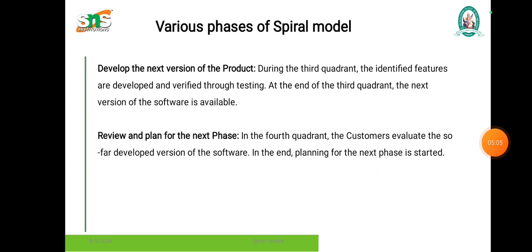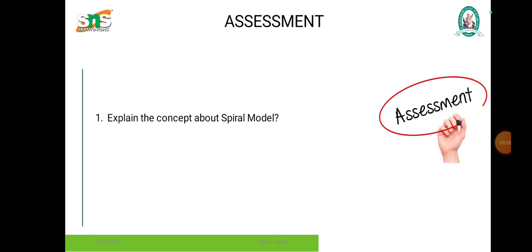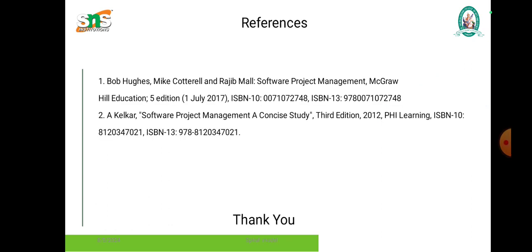So these are the four quadrants of the spiral model. So this is the assessment and these are the references.